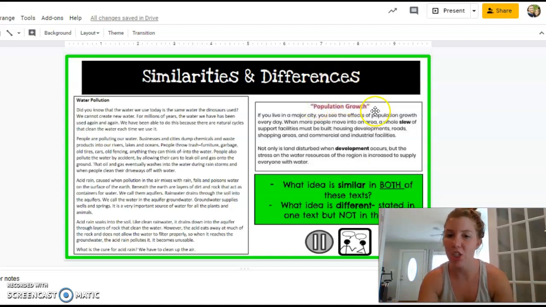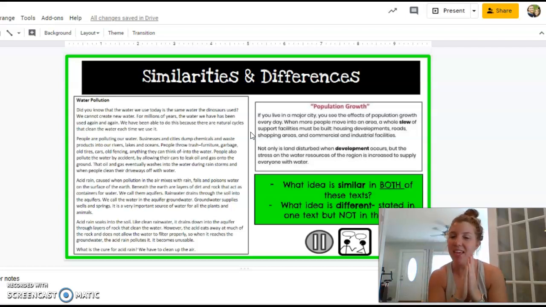Okay? Population growth. If you live in a major city, you see the effects of population growth every day. When more people move into an area, a whole slew of support facilities must be built. Housing developments, roads, shopping areas, and commercial and industrial facilities. Not only is land disturbed when development occurs, but the stress on the water resources of the region is increased to supply everyone with water.